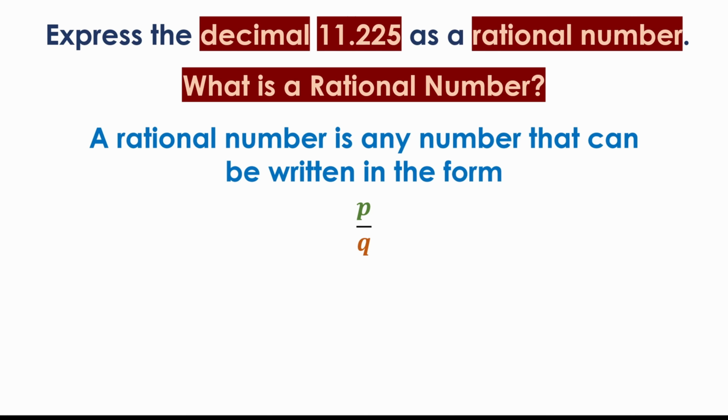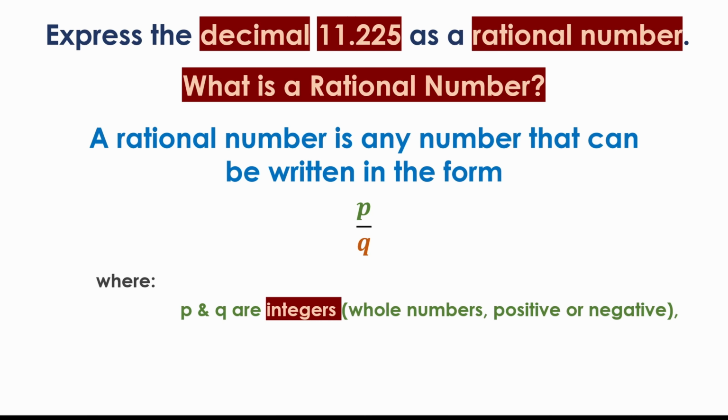So it's a fraction where P and Q are integers, meaning any number. It can be a whole number, meaning it does include 0, and it can be either positive or negative. But the catch is that Q, that is the denominator, should not be equal to 0. I mean, the number can be 1, it can be 2, but the denominator should not equal 0, only for Q.